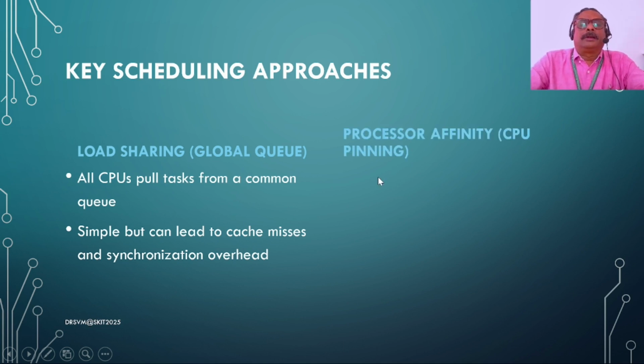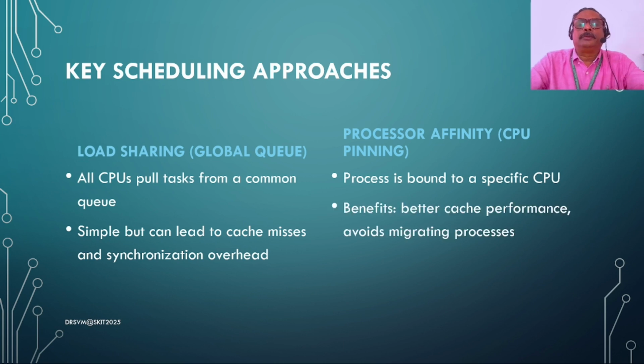Otherwise, another approach is processor affinity. That is, one process is connected to one CPU. No matter how many other CPUs are available, you just pin one process to one CPU. So whenever that CPU is free, that process will be running. Now the benefit is that cache performance will increase, and there won't be any migration from one processor to another, so that can be saved. But the only problem is load imbalance.